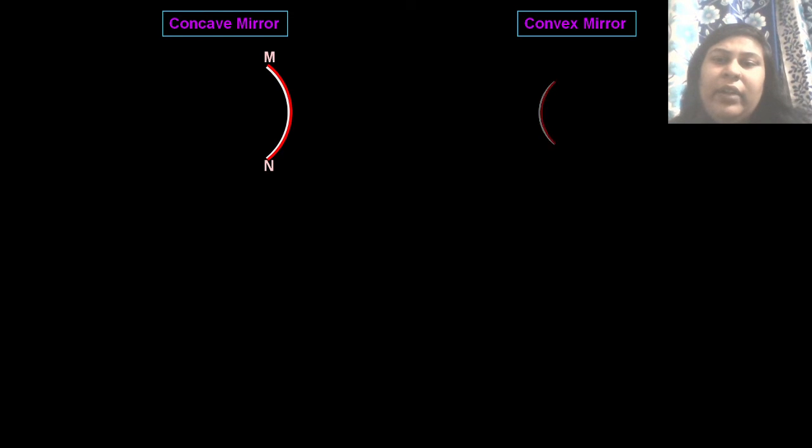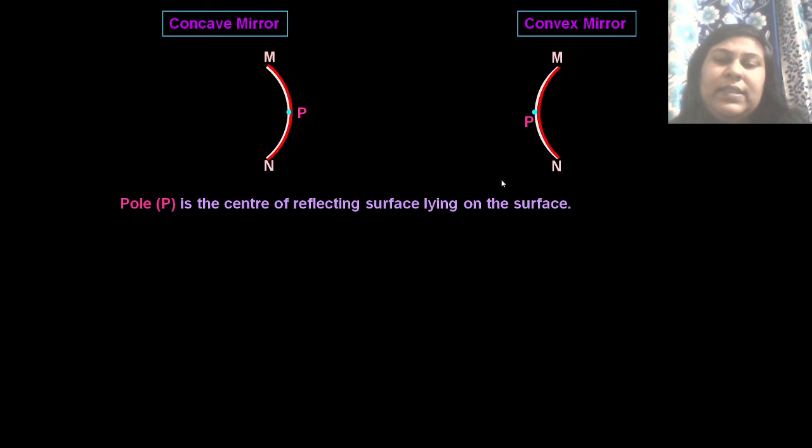Next, I'm going to explain some terms related to mirrors. Firstly, I make a concave mirror MN and a convex mirror MN. I'm going to show you for both mirrors. Now you can see the first term is the pole. The pole is the midpoint of the surface of the mirror. So it is a part of the mirror, basically the midpoint of the mirror, and it is represented by the letter P. Second, you can see here I will draw a point C.